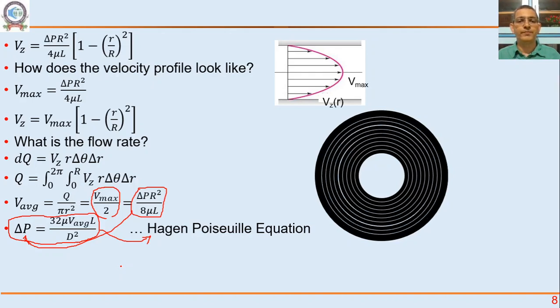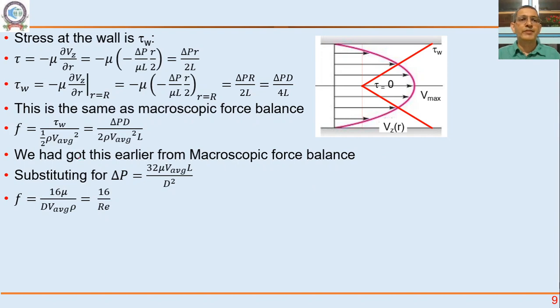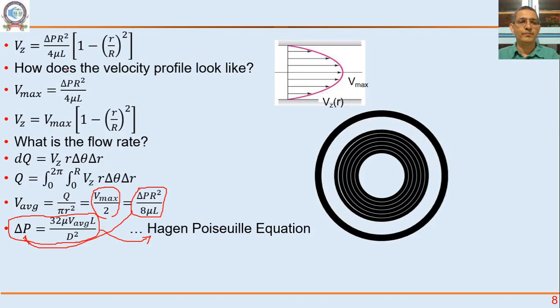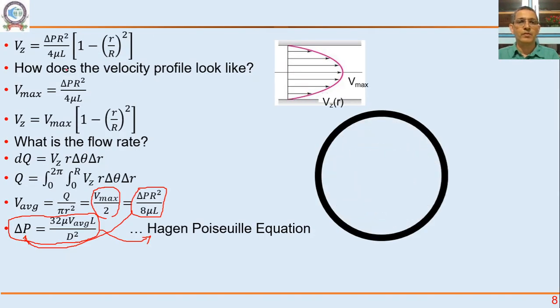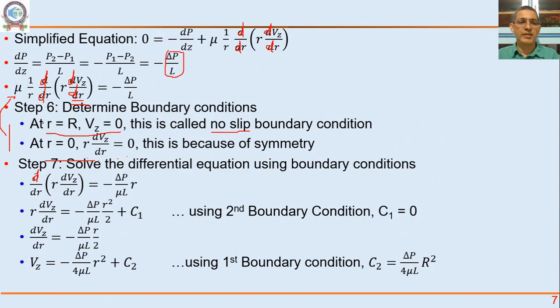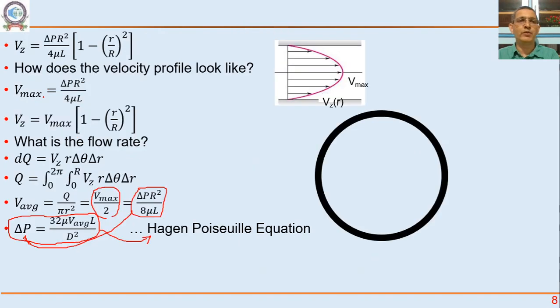Let's go forward. Stress at the wall is tau w. Tau is minus mu dvz by dr. What is dvz by dr? Here, dvz by dr is minus delta p by mu l into r by 2.